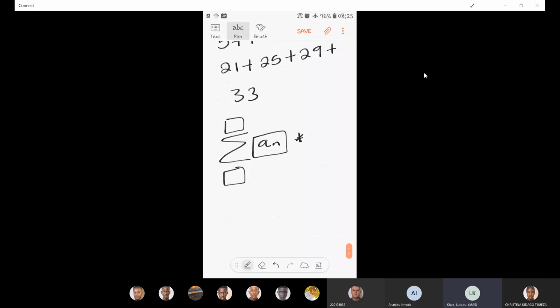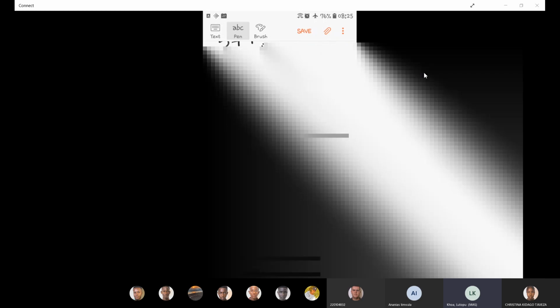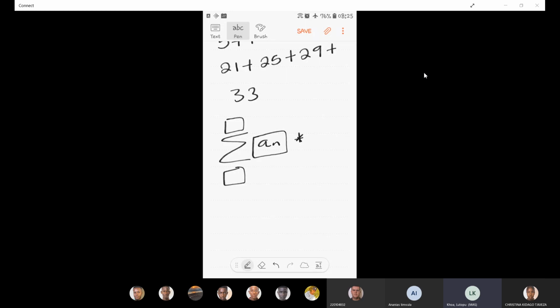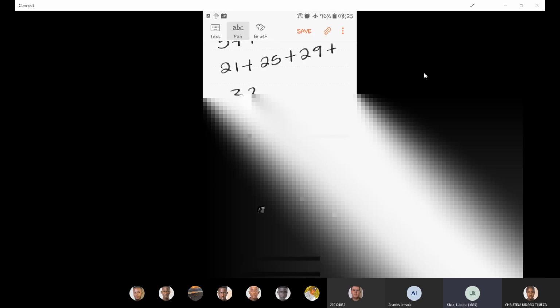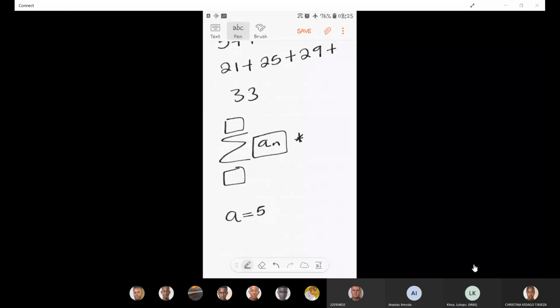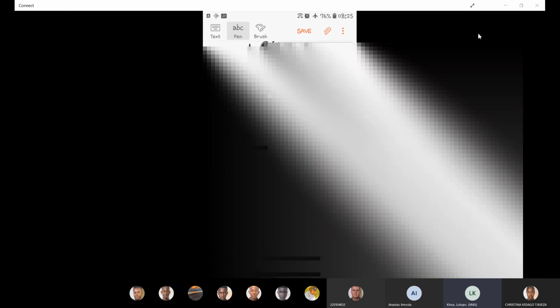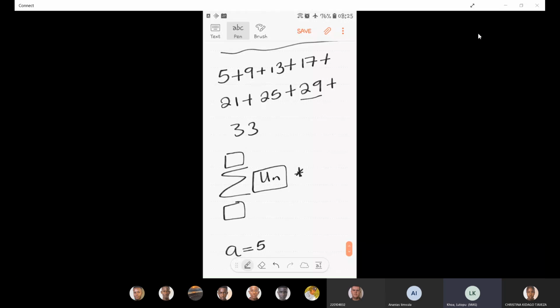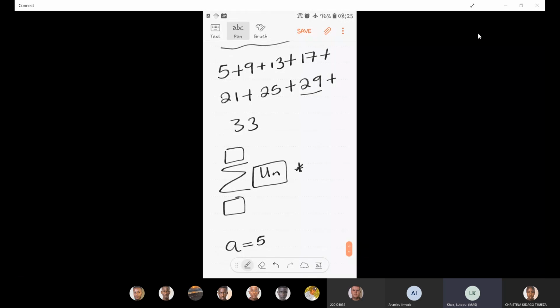So if you work out what UN is, that is what you're going to substitute over there. So I should work out the formula for UN. My first term in the sequence is 5. So I know that my A is equal to 5. Then what I need is the common difference. So I take any two consecutive terms, 29 minus 25, that is equal to 4. So D is equal to 4.